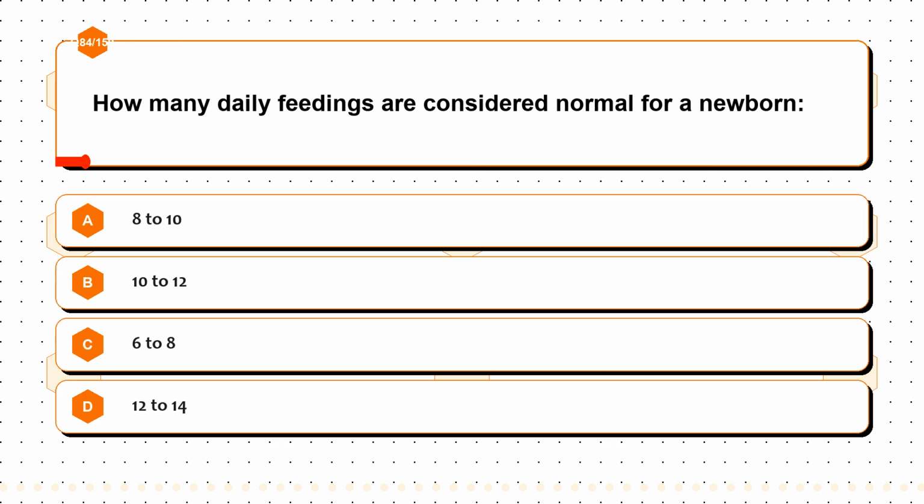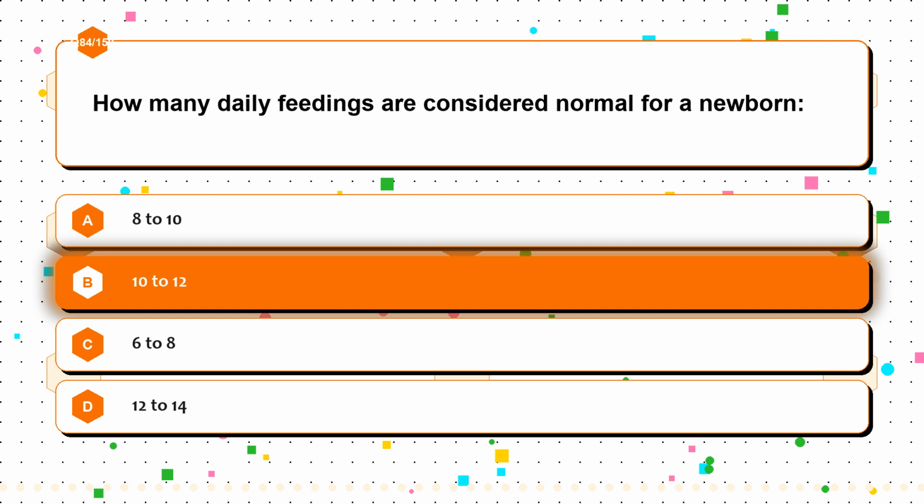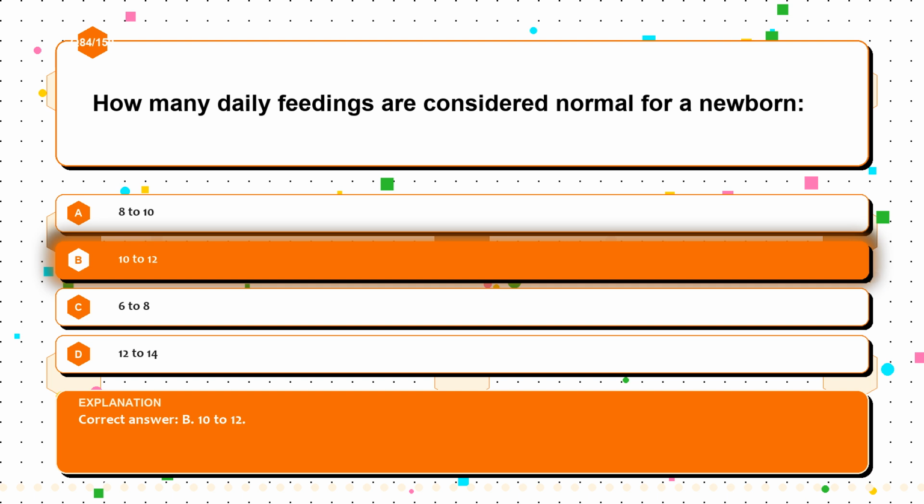Question 84. How many daily feedings are considered normal for a newborn? Here are the options. Option A, 8 to 10. Option B, 10 to 12. Option C, 6 to 8. Option D, 12 to 14. The correct answer is option B, 10 to 12.